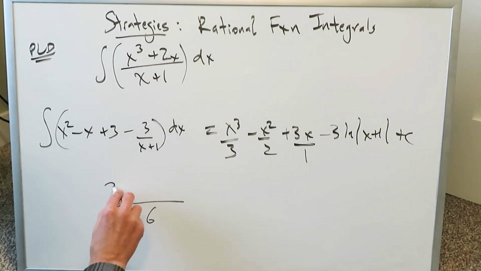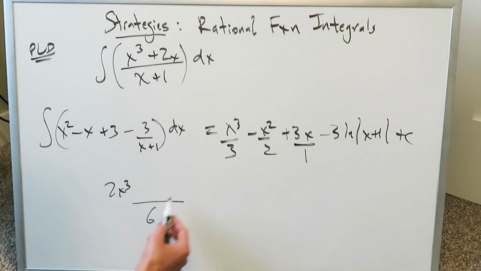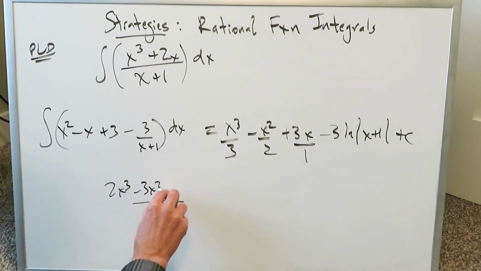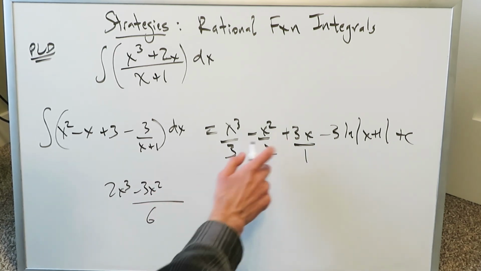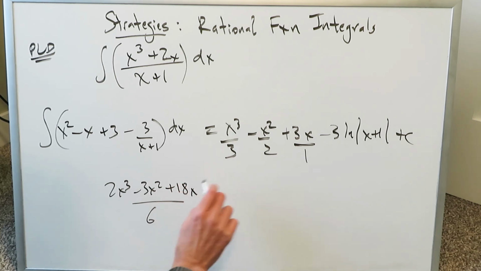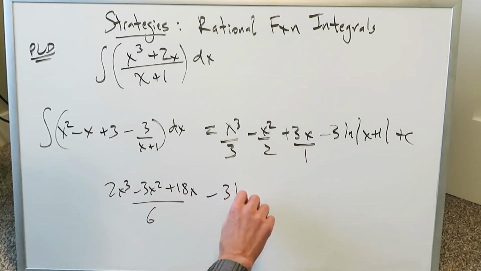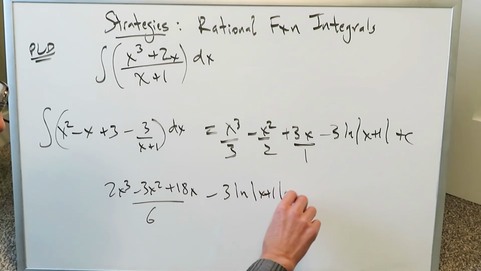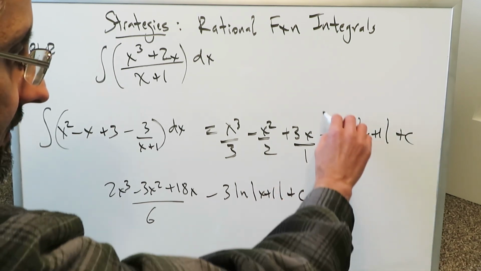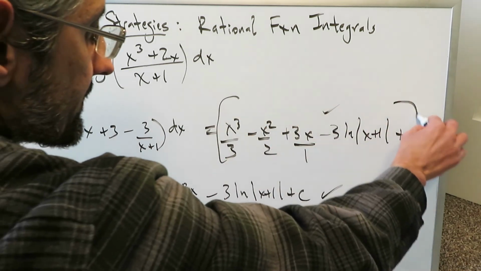3 goes in 6 2 times, you'll have a 2x cubed. 2 goes in 6 3 times, you'll have a minus 3x squared. 1 goes in 6 times, you'll have a plus 18x. And then keep that separate. Minus 3 natural log of x plus 1, plus C. And this is a good answer. And this entire expression right here is a good answer.